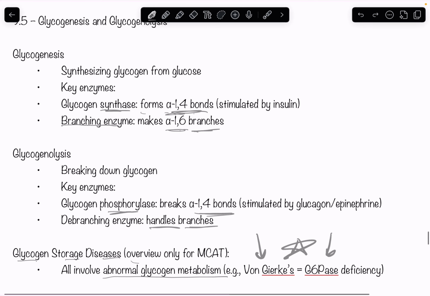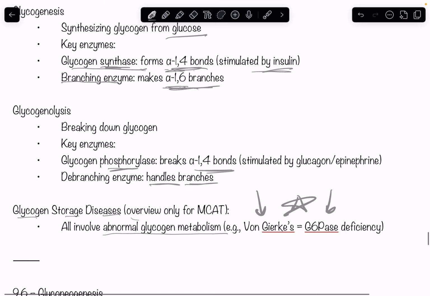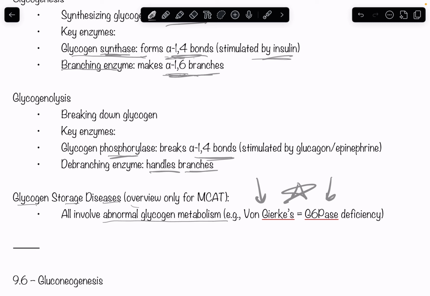Again, very easy breakdown, right? We make glycogen from glucose. Glycogen synthase forms alpha-1,4 bonds, and we get glycogen synthase from insulin. And glycogen branching enzyme makes those branches. I think it's every 6 or 7 residues. Glycogen branching enzyme makes glycogen go up.